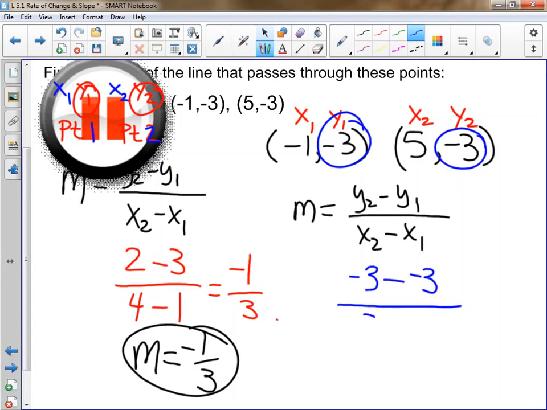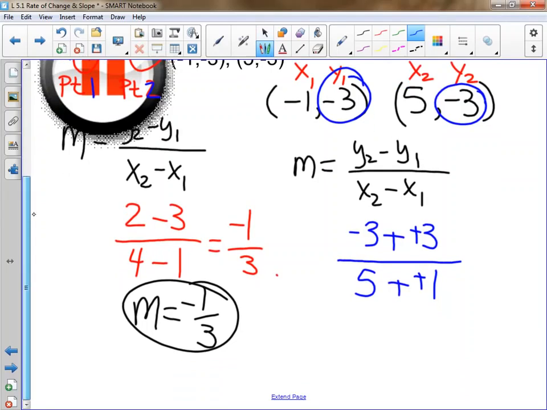x2 is 5 minus x1 is -1. What you should notice is when you subtract a negative, it becomes adding a positive. You finish up the problem. -3 plus 3 is 0. 5 plus 1 is 6. My slope is 0 over 6, which just equals 0.